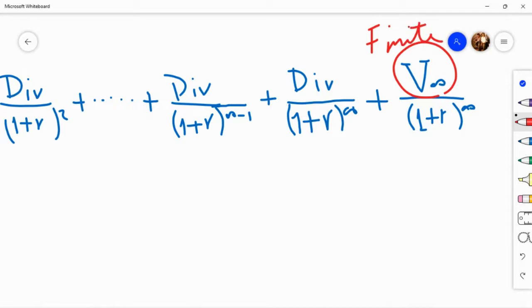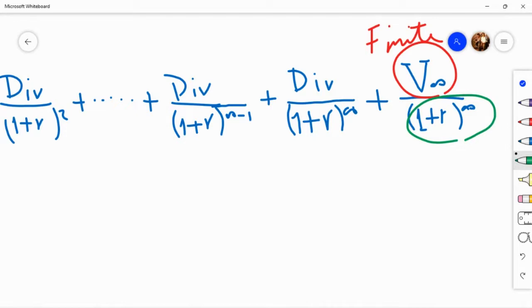If you don't remember, please go back and review the live session recording, right? So even though that's the stock price at infinite time, it's not going to be an infinitely large number. It will be a finite number. Whereas this is going to be an infinitely large number, right?